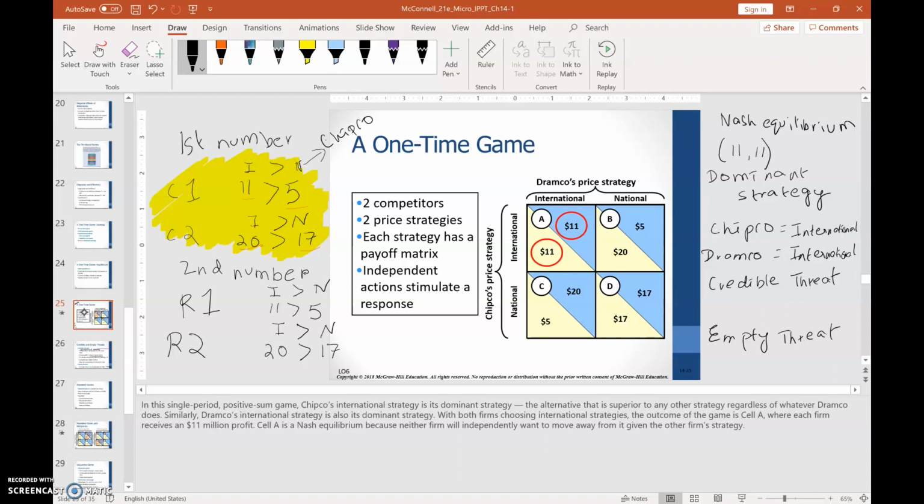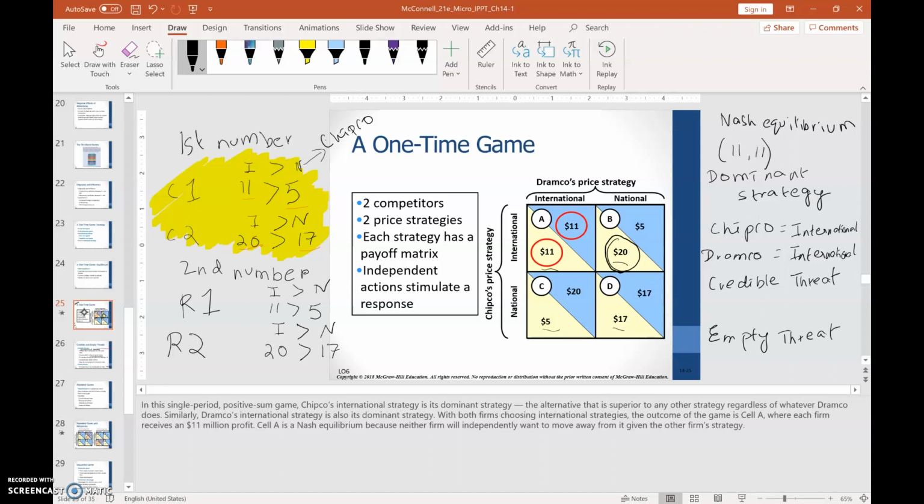When I'm comparing column 1, I'm basically looking at Chipko's strategies. So column 1, Chipko is going to prefer 11 over 5. So 11 is circled. Column 2, Chipko is going to prefer 20 over 17. So I can go ahead and circle 20.